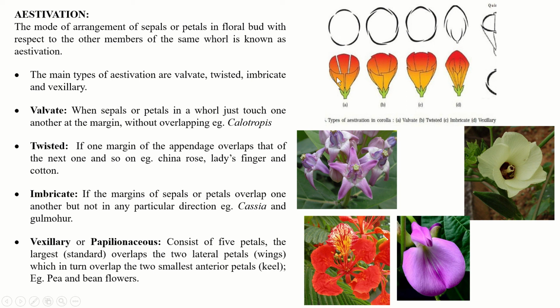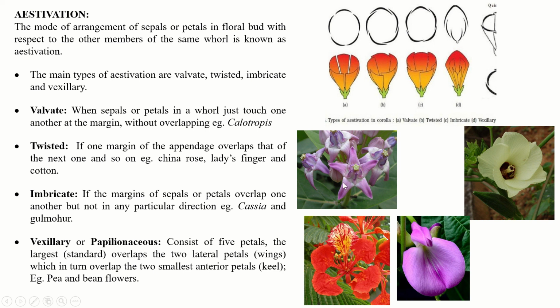Now you can see here also in the diagram, they are not close to each other. Even if they are close, they will not overlap with each other. Such estivation is called the valvate estivation, without overlapping. And the example is Calotropis.